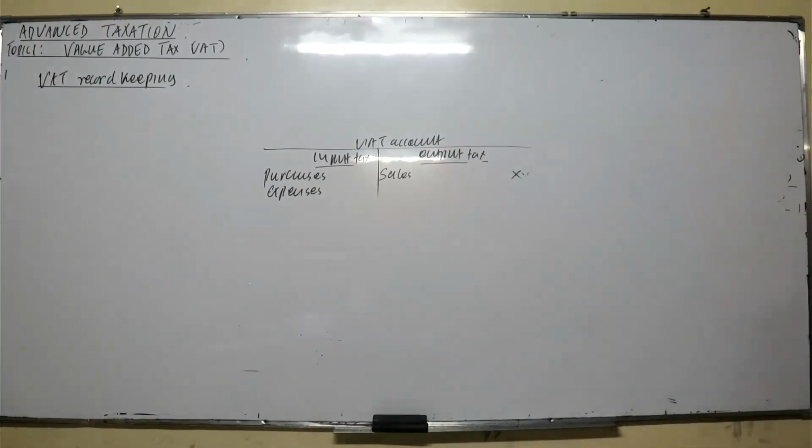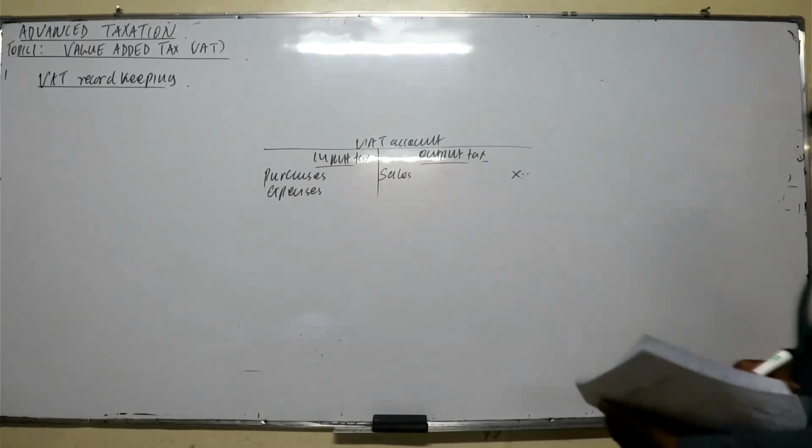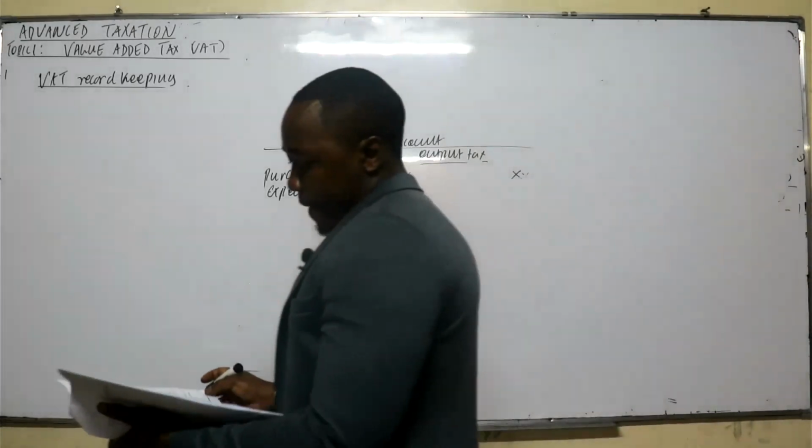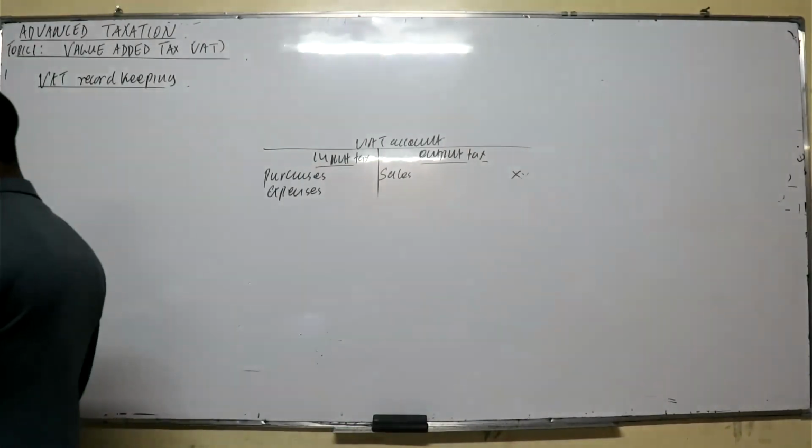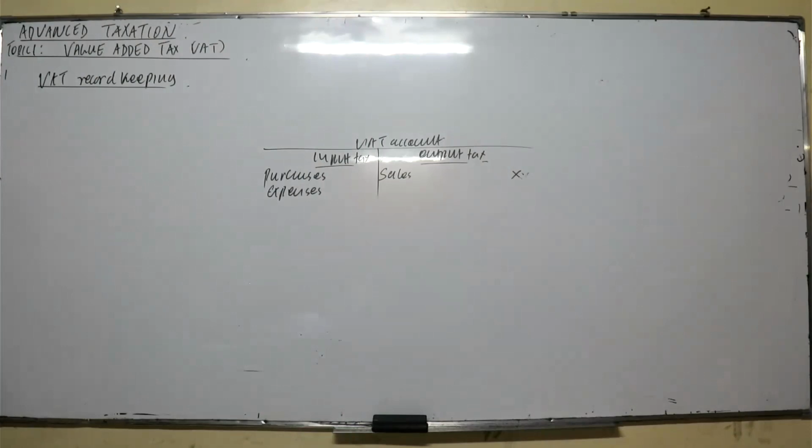Another one, details of each supply of goods and services. Another one, sales and purchase invoices. Good. So those are some of the documents that need to be maintained for a minimum of 5 years. So now, how do we determine the VAT payable?